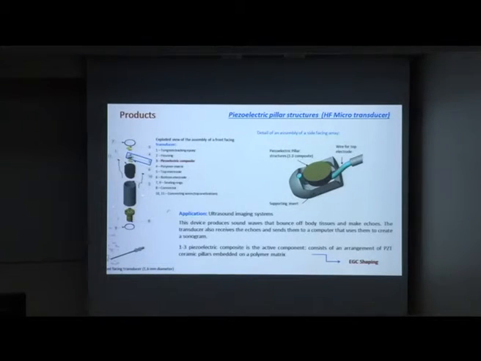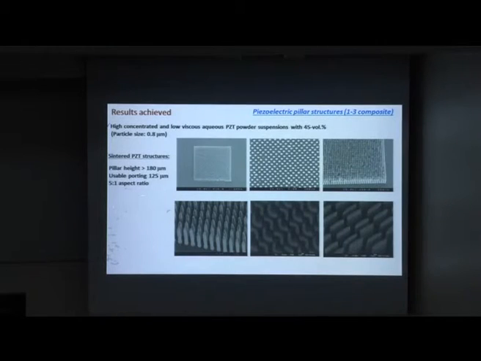So the 1-3 piezoelectric composite, that is this part here, is the active component of this device. It consists of an arrangement of piezoelectric ceramic pillars embedded in a polymeric matrix. This 1-3 piezoelectric composite is the one obtained by epoxy gel casting. For that, we prepared highly concentrated and low viscosity aqueous PZT powder suspensions with 45 volume% of solids. The particle size of PZT is around 0.8 micrometers.